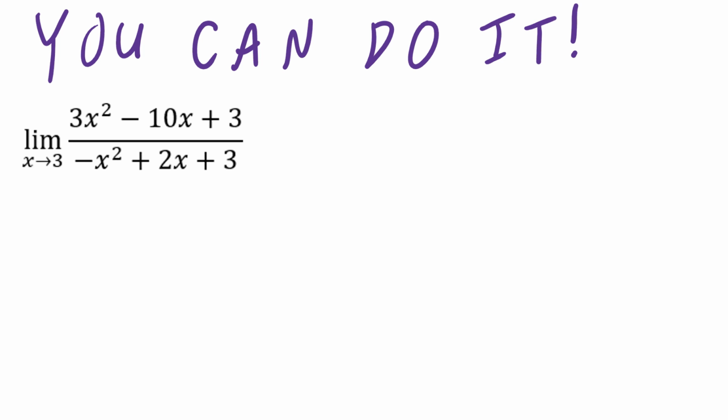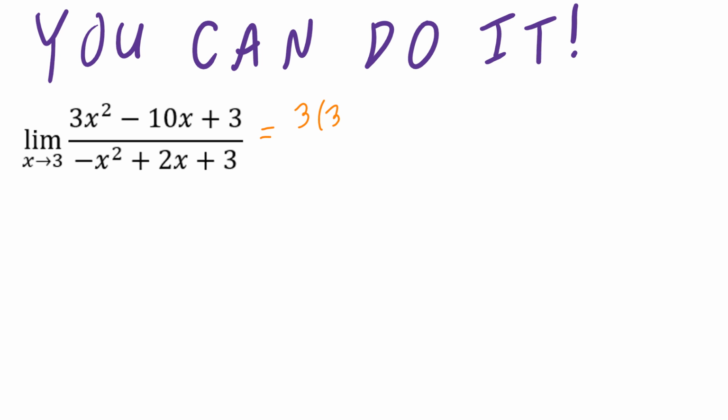Hi everyone, let's take a look at the following limit. Limit of 3x squared minus 10x plus 3 all over negative x squared plus 2x plus 3 as x is approaching 3. Step number 1. Plug in x to be 3.